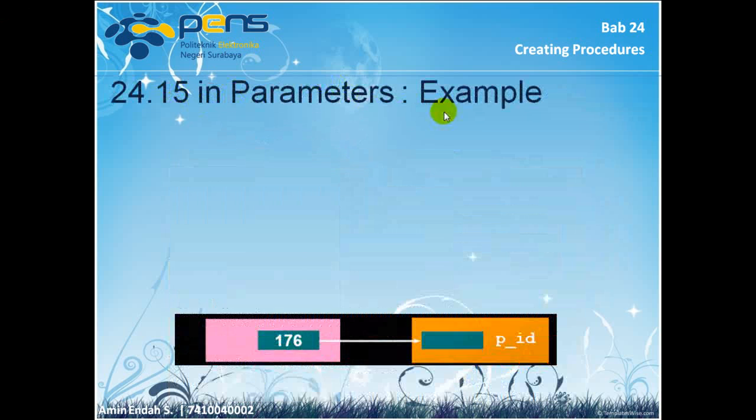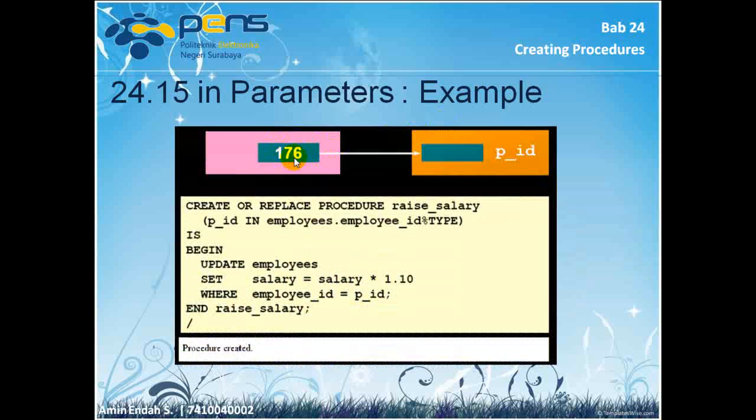IN parameters example. This is 176 as the p_id. CREATE OR REPLACE PROCEDURE raise_salary (p_id IN employees.employee_id%TYPE) IS BEGIN UPDATE employees SET salary = salary * 1.10 WHERE employee_id = p_id; END raise_salary; and closed by a slash.